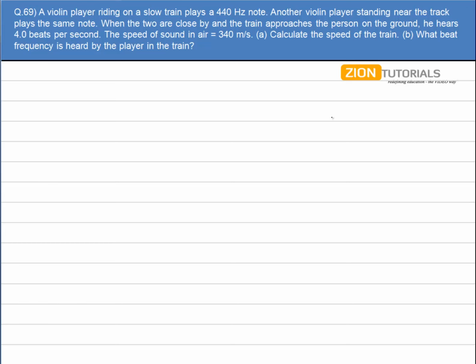Fine, now what is happening is, let's say this is my train and this is my observer. He is not exactly an observer. Let's say this is my person 1 and this is my person 2 who is sitting in the train. Let's say the second person is approaching with a velocity v, that is the velocity of the train, and this guy is stationary. Now the first guy listens to a beat of 4 beats per second, or 4 hertz. So what actually is the frequency heard by the first person?